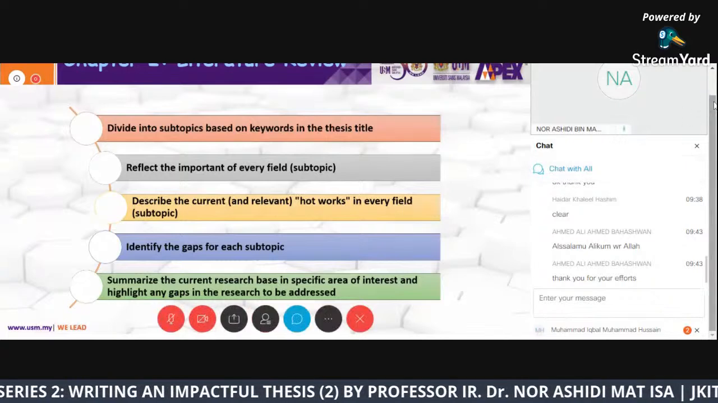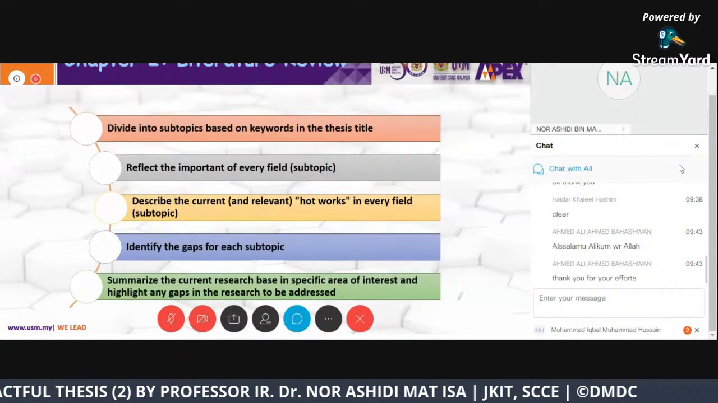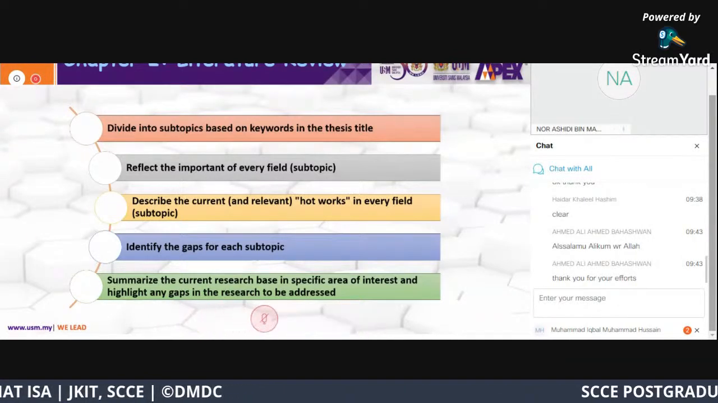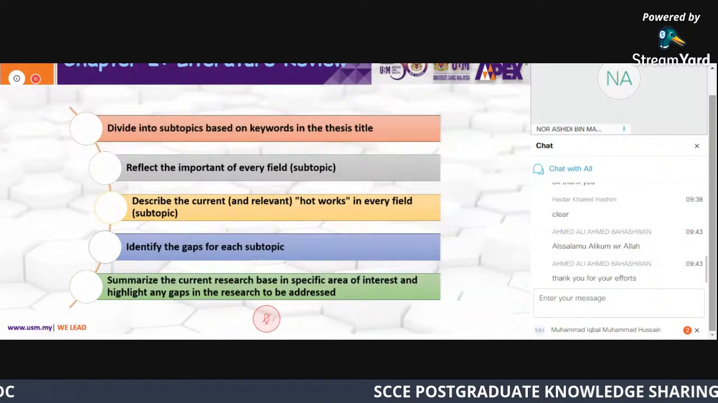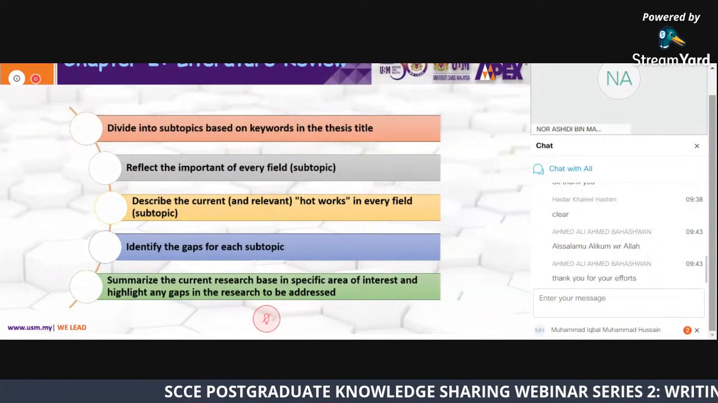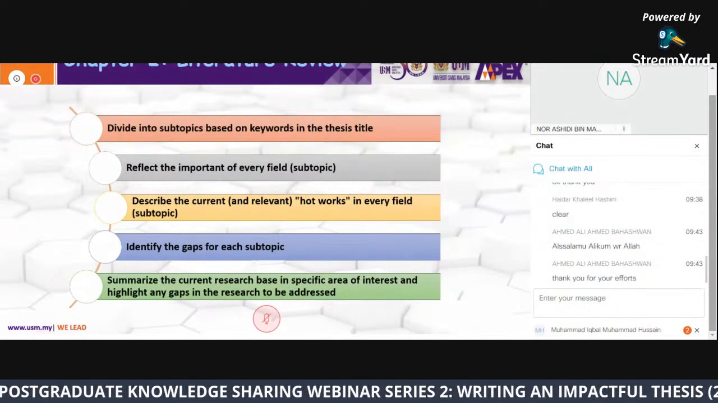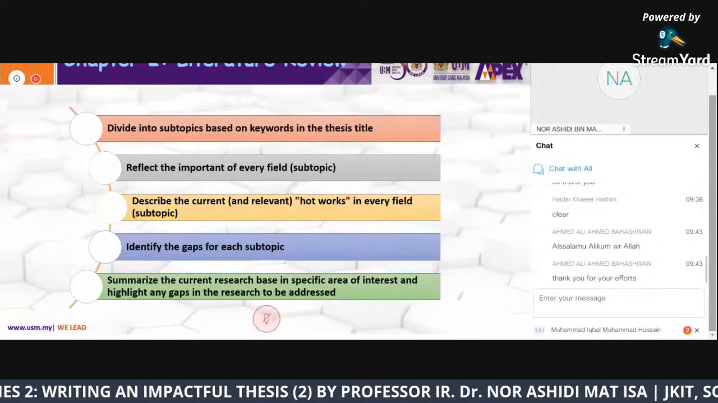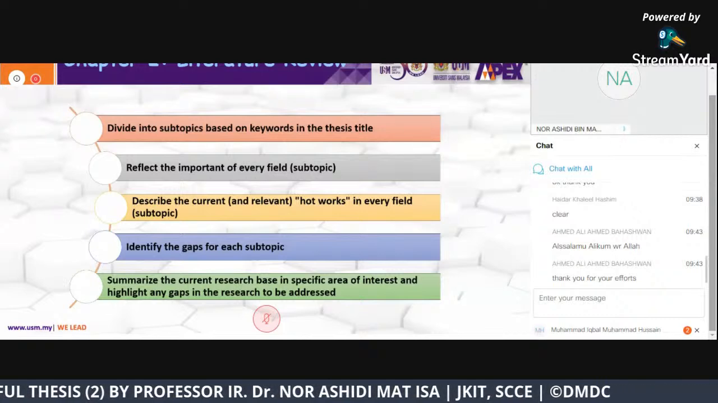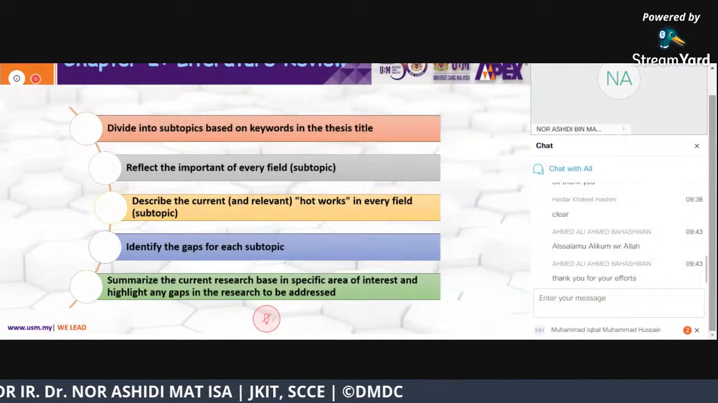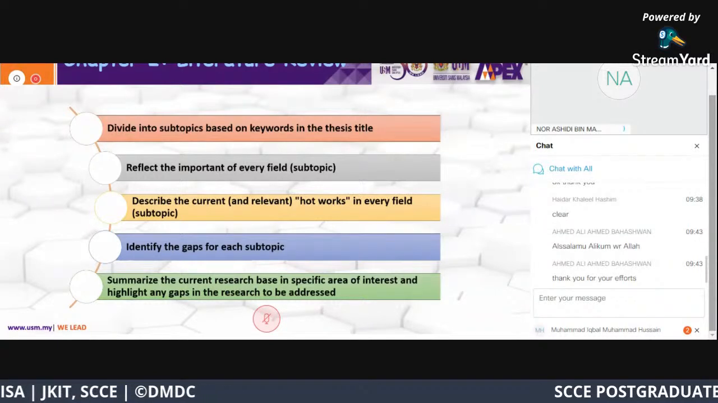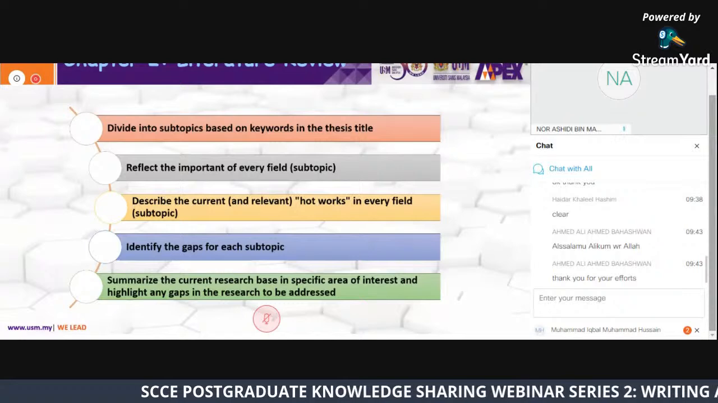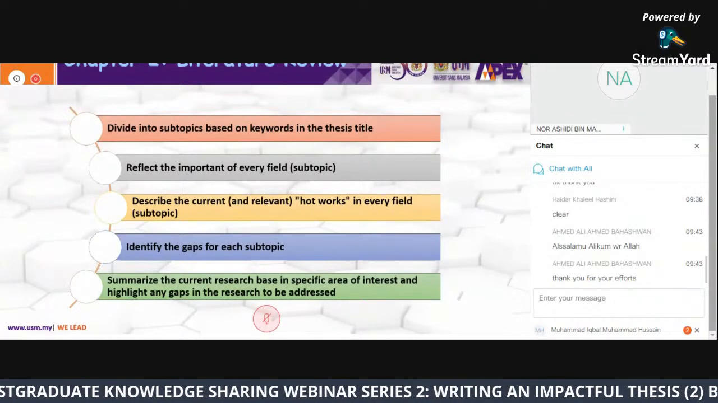Your keywords must be related to your subtopics, and all of the topics must be given priority and consideration when you do the literature review. You must do your literature review based on those subtopics, because the subtopics will support your thesis title. So there must be a relation between your thesis title and your literature review. When you divide your subtopics, they must relate to your thesis title.